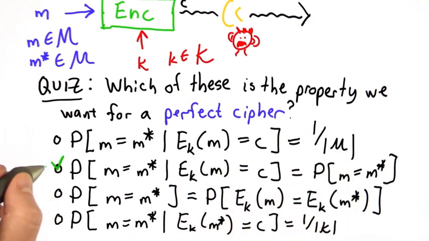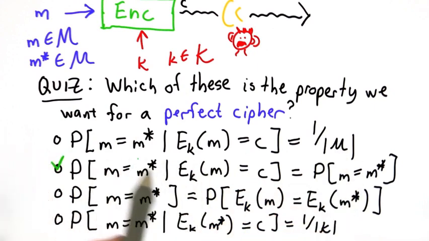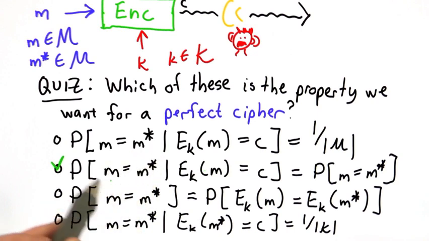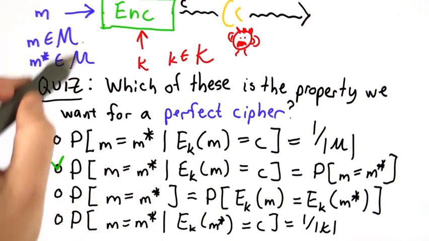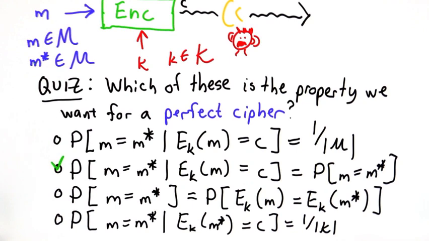The answer is the second one. Here we're using conditional probability. The event that we saw was the ciphertext, so that's the encryption of M. What we want to know is whether the message is equal to M star. Both of those are drawn from the set of possible messages. And in order for the attacker to know nothing, that's the same as the probability that the message is M star without knowing the ciphertext.